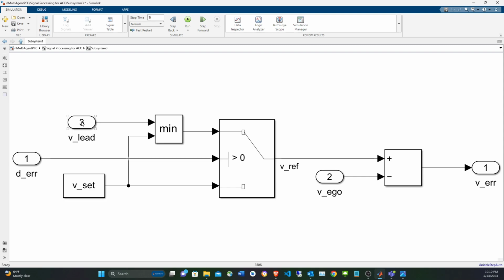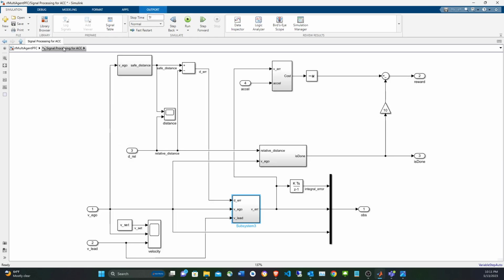But if the vehicle is above the velocity that you're setting, then you go with the velocity that you want. You're going to see that in the simulation later. So after you get the reference velocity, that is the velocity that you want to go, you subtract it from the velocity of your vehicle. So you want to bring the velocity of the ego vehicle to this reference velocity, so you want to bring this to 0. So that's going to go into a reward.